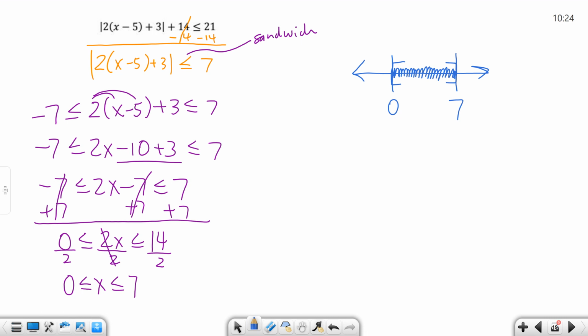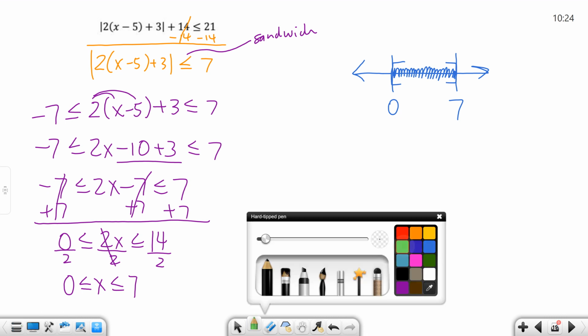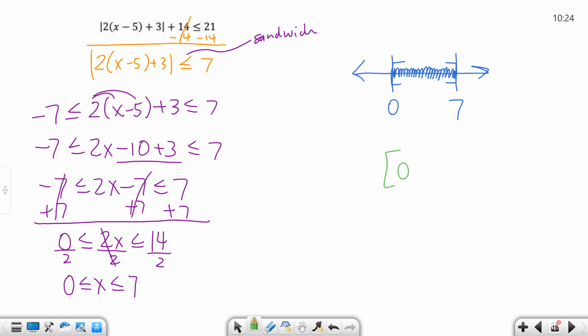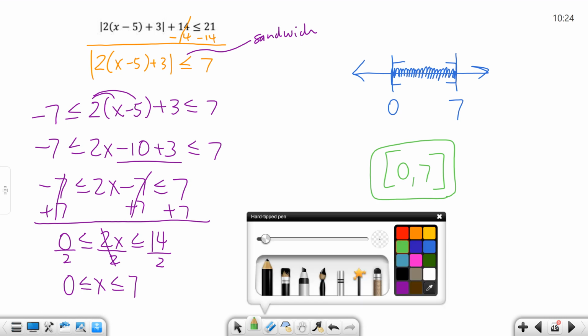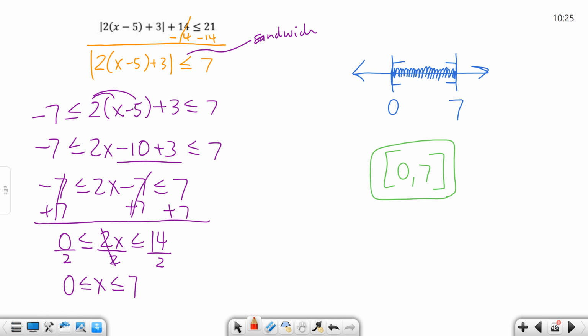Bracket. And so then we have, for my interval notation, bracket, 0, 7 with a bracket. All right?